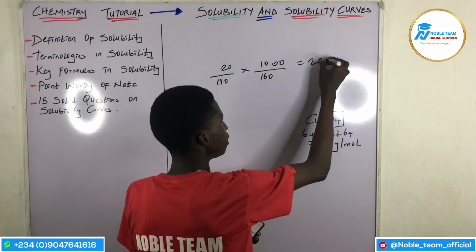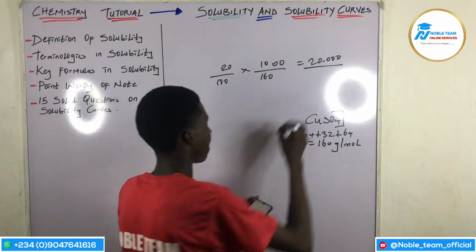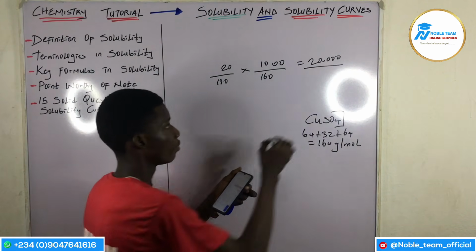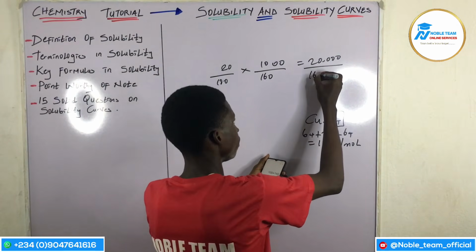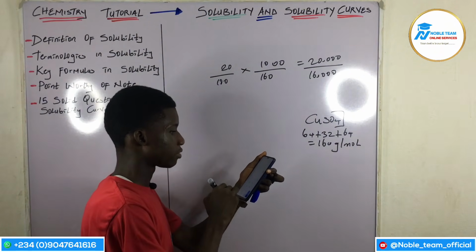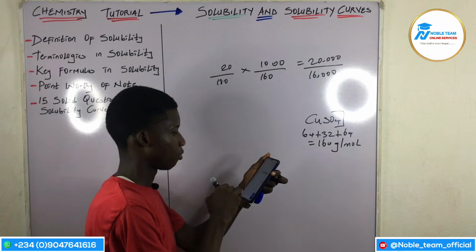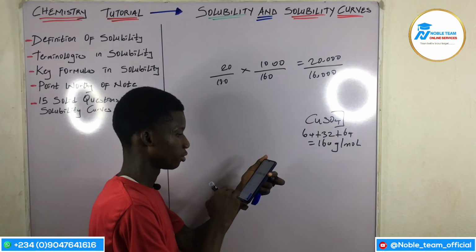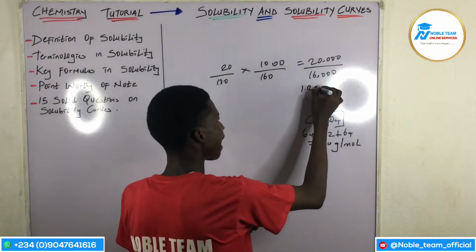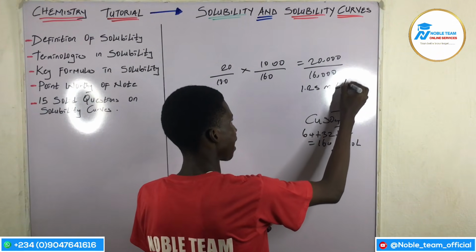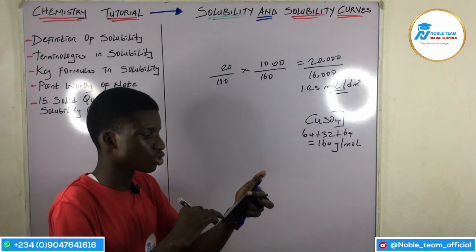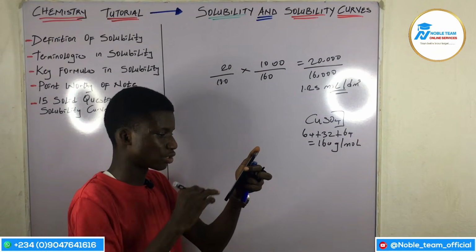Then 20,000 divided by 100 multiplied by 160, which is 16,000. Then 20,000 divided by 16,000, we have it to be 1.25 mole per dm³. This is the final answer. Now let's look into the question to know which option is correct.